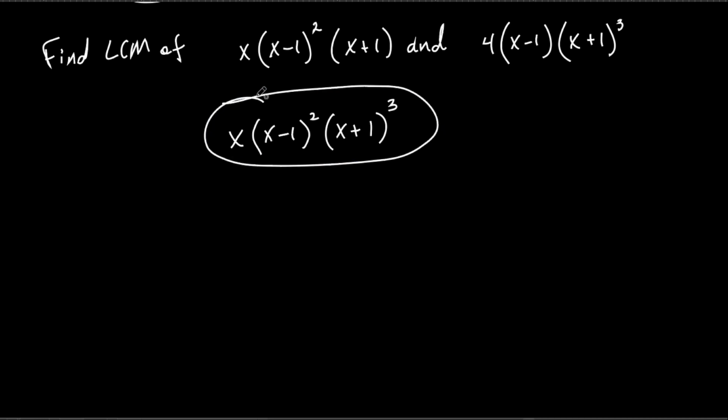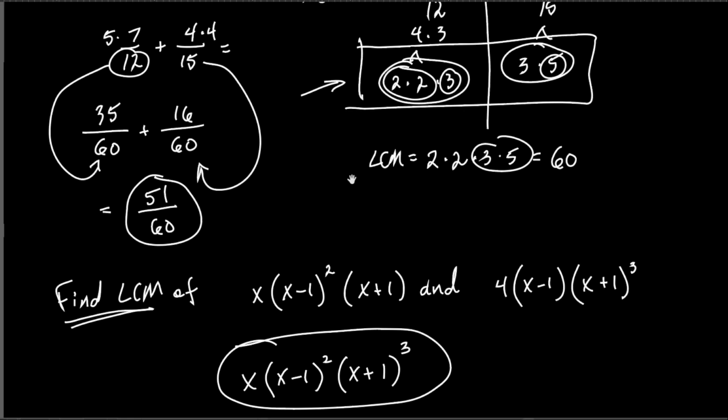That's the answer for this problem. That's so easy. It is so easy. That's right. So find the least common multiple. I just found it, okay? But you don't think we're going to stop there, do you? Because what did we do? Once we found the least common multiple, what did we do? We used it to find a common denominator.